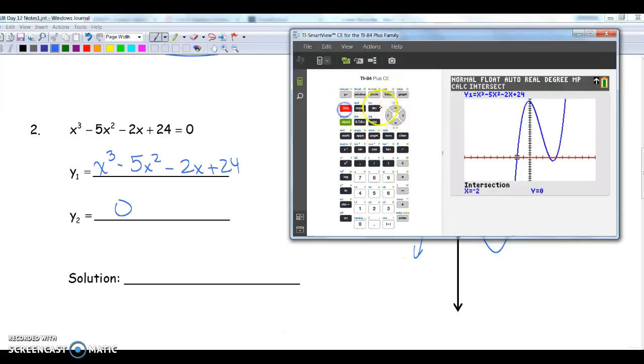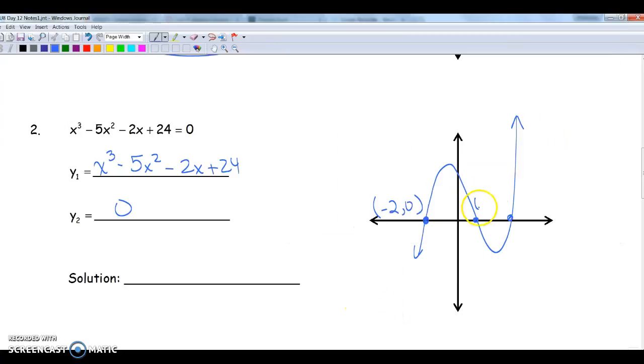So we're going to do second trace number 5, and I'm going to move my cursor onto the x-axis so it's a little bit quicker. And I'm going to move it to the next point. And once it's kind of close, you can hit enter 3 times, once my calculator decides to stop moving. Here we go. 1, 2, 3. And you get 3, 0 for that point.